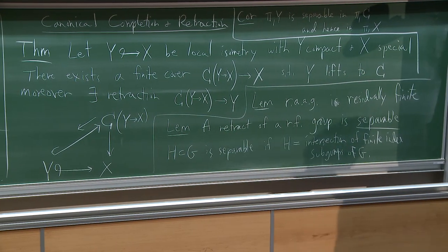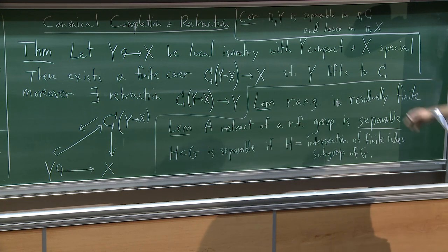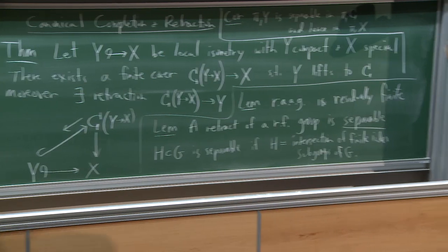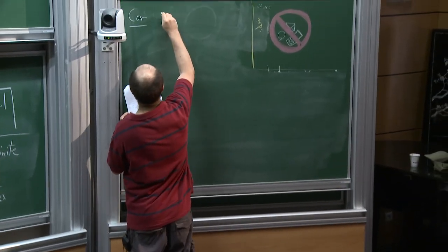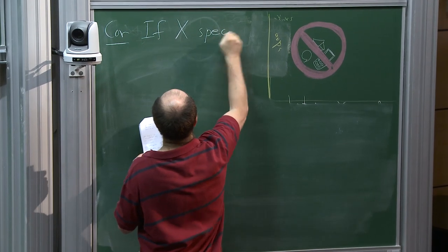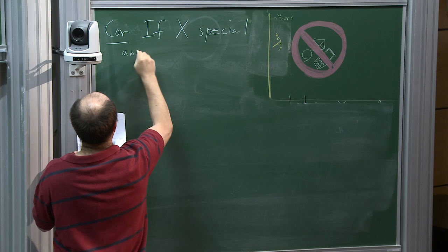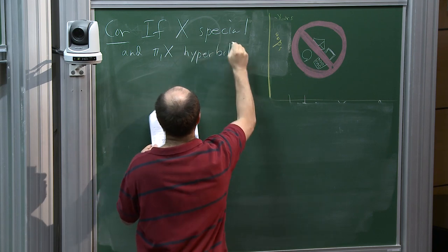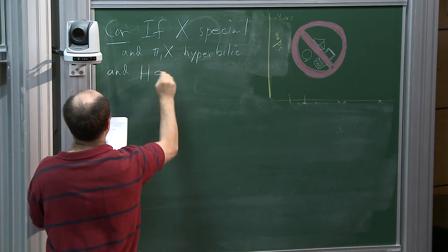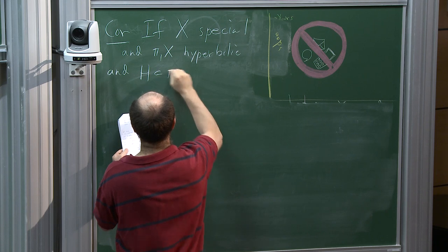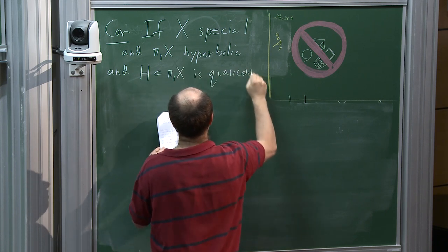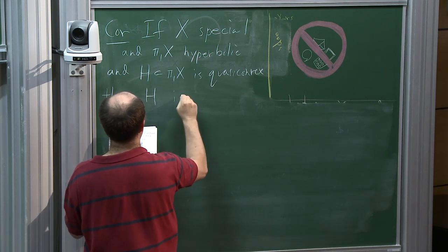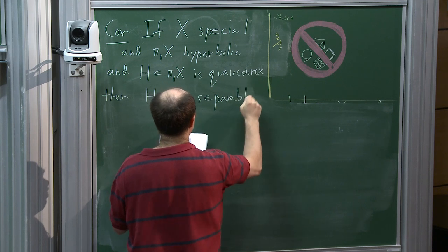So let's state one more corollary before I sketch what this theorem looks like. That corollary, just to make things a little bit real and to connect up with what I mentioned before: when X is special, and pi 1 of X is hyperbolic, and H is quasi-convex, then H is a virtual retract, and hence separable. Right? Is a virtual retract, and hence separable.